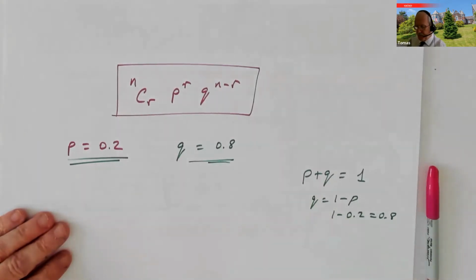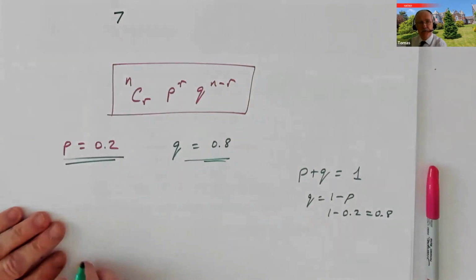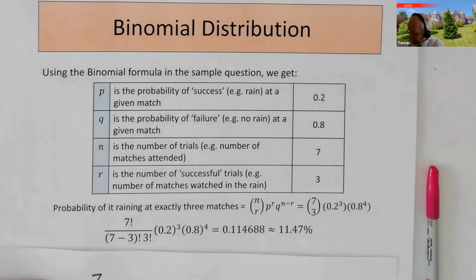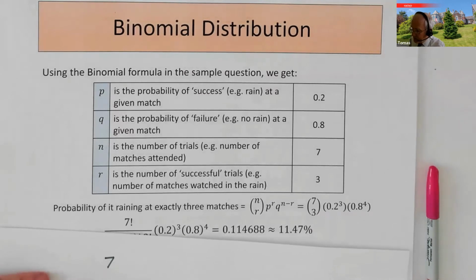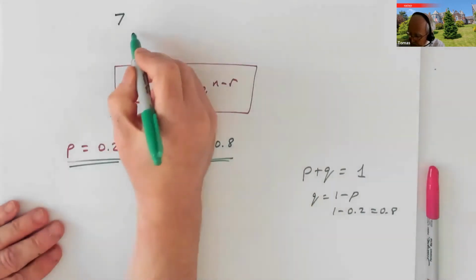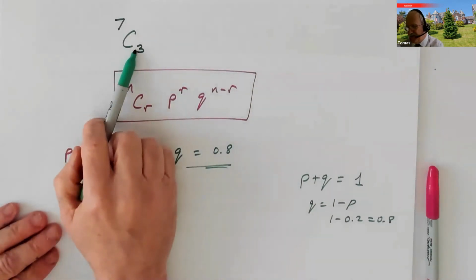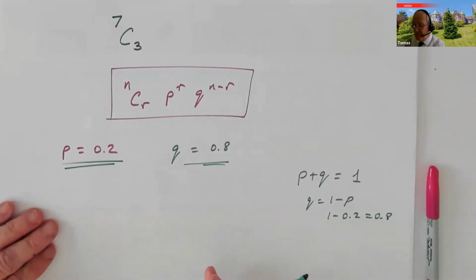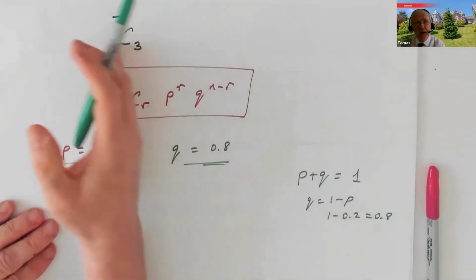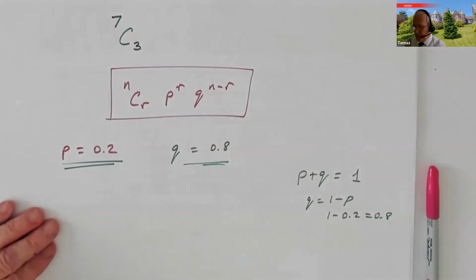So that's that. So if you have 7 matches and you would like exactly 3 matches with rain, then you'd say 7C3. The reason you say combinations is you don't want the first three necessarily to be wet. Any three will work. First, third, and fifth, or second, third, and fourth, it doesn't matter. So the combination, the order doesn't matter as long as you get 3 out of 7.